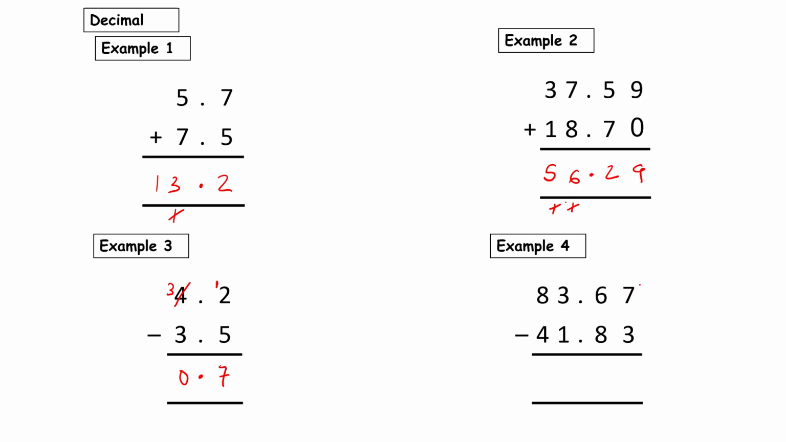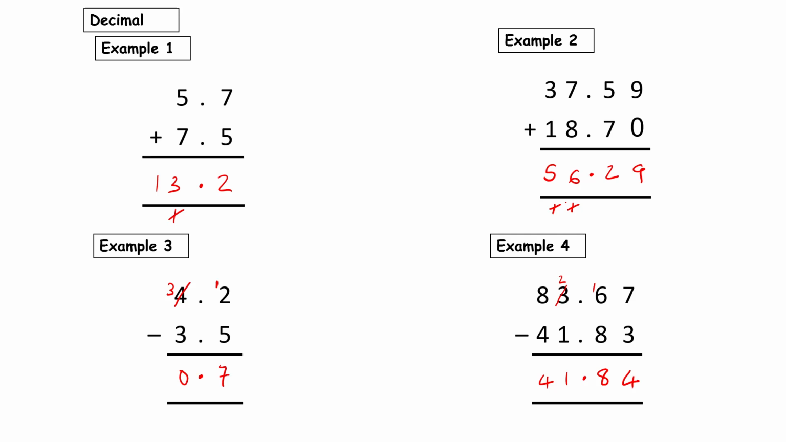And on question 4, start on the right hand side, 7 take away 3 is 4. Can't take 8 from 6, so I've got to borrow from the 3, goes down to a 2, and I've got, put that over here, carry that over, and I've got 1. So 16 take away 8, leaves me with 8, decimal point. 2 take away 1 is 1, and 8 take away 4 is 4. So I've got 41.84.